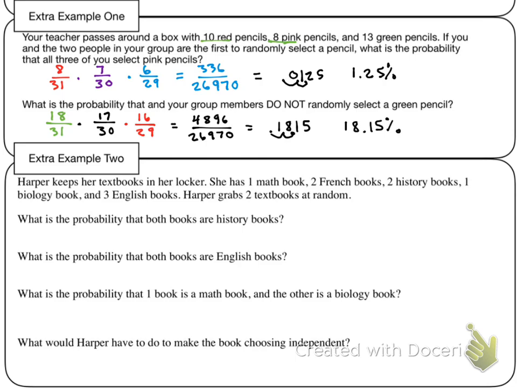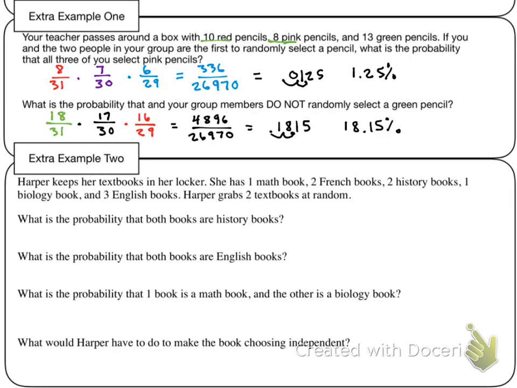And let's go on to the last example here. So it says Harper keeps her textbooks in her locker. She has 1 math book, 2 French books, 2 history books, 1 biology book, and 3 English books. Harper grabs 2 textbooks at random. What is the probability that both books are history books? Remember, we're not putting these back in. So what is the probability that the books are history books?